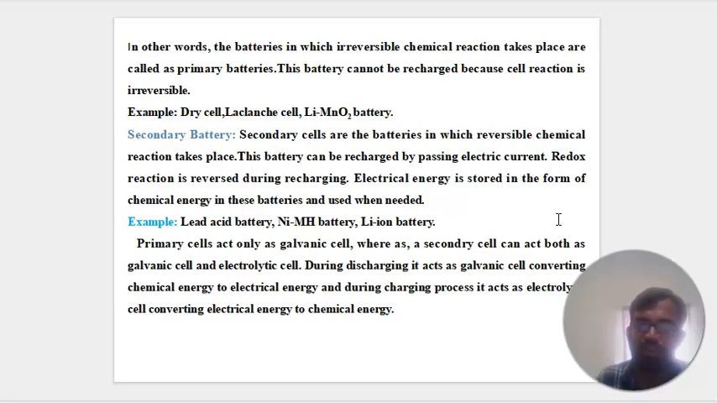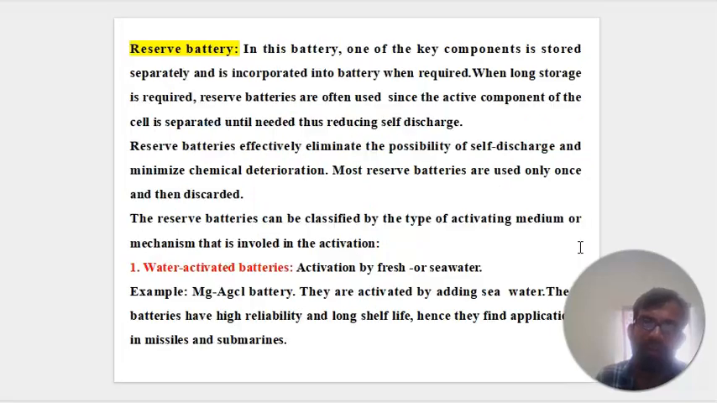Primary cells act only as galvanic cells, whereas secondary cells act as both galvanic and electrolytic cells. That is an important difference. During discharging, it acts as a galvanic cell converting chemical energy to electrical energy, and during the charging process it acts as an electrolytic cell converting electrical energy to chemical energy. Now coming to reserve batteries. In these batteries, one of the key components is stored separately, and it is incorporated into the battery when required.